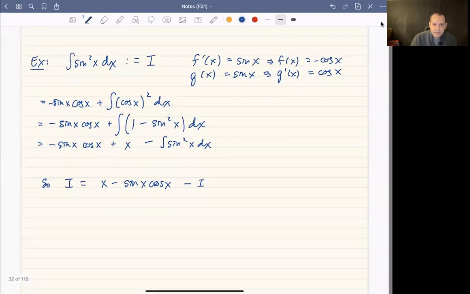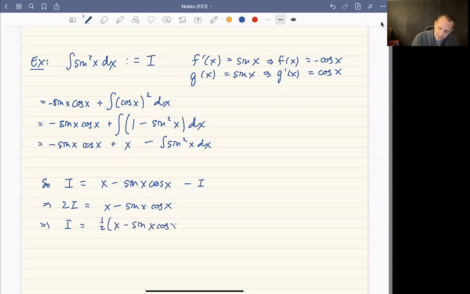And how do we solve for I? We're just going to add I to both sides. That'll give us 2I. So 2I is equal to x minus sine x cosine x. And then we can divide by 2. So I is going to be 1/2 of x minus sine x cosine x. And then of course this is an indefinite integral, so we need a plus c. I could have had a plus c at any point. Here we had an integral on both sides, so probably when we had the integral by itself, I should have put in a plus c. Okay, but that's it.